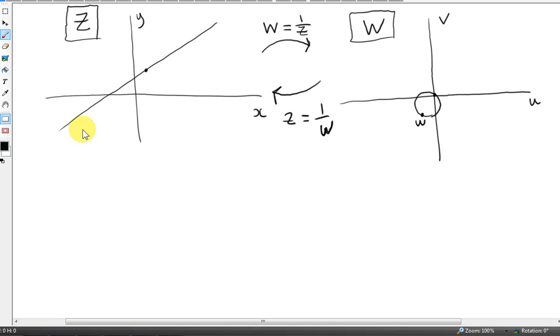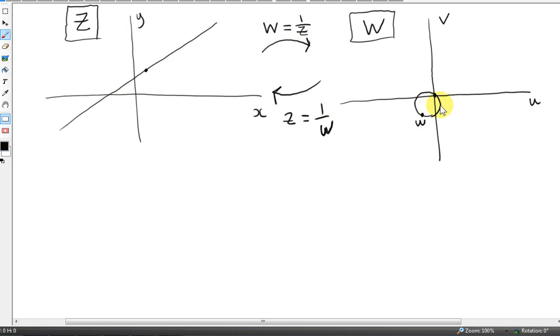Now in a previous video we saw that if a line does not pass through the origin of the z-plane, then under the inversion mapping it is mapped to a circle that does pass through the origin of the w-plane. Suppose we want the image of a circle that passes through the origin under the inversion mapping. Well, we could just take the inverse of this mapping, because the inverse of this mapping is also an inversion mapping. Just swap w and z here.